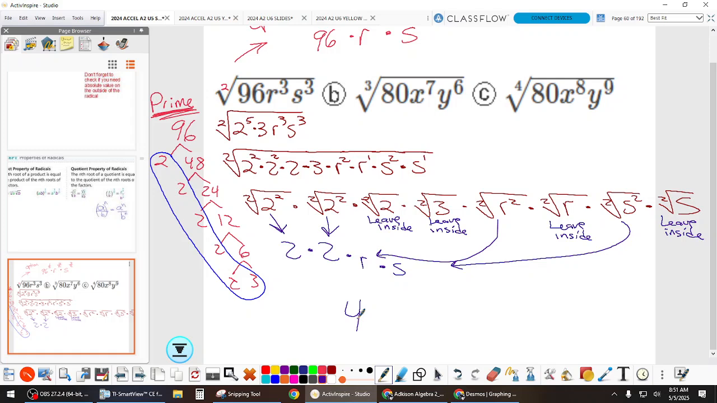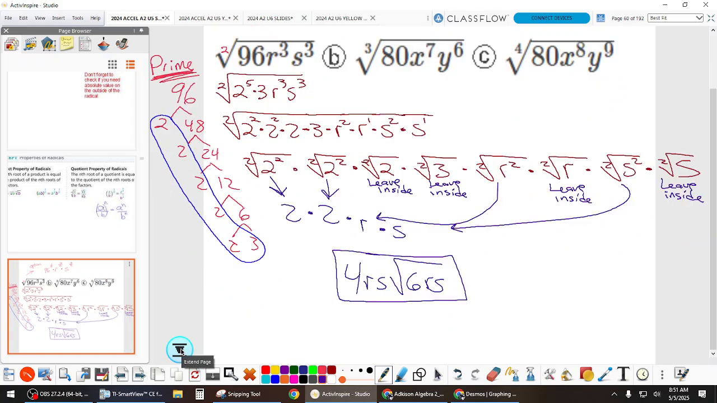This stuff came outside, so it's 2 times 2, so 4rs. And then staying inside, we have a 2, a 3, an r, and an s. So 6rs. That is jailbreak. Pull out groups. Think of how many groups you can make. Pull any of those groups out. But when they come out, look what happens. Yes, this was a group of 2, but when it came out, it's just 2, because it goes through the square root or the 10th root process.